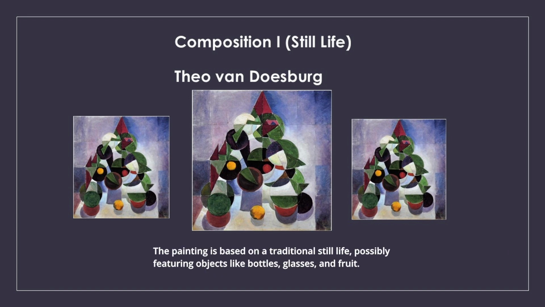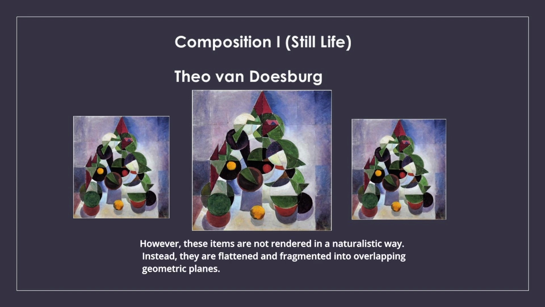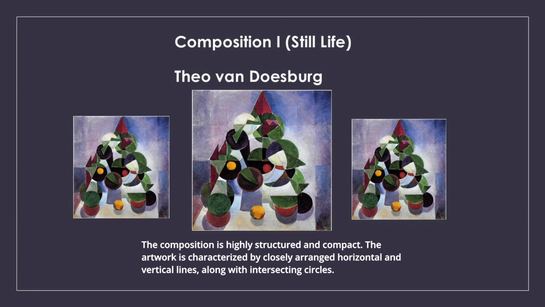The painting is based on a traditional still life, possibly featuring objects like bottles, glasses, and fruit. However, these items are not rendered in a naturalistic way. Instead, they are flattened and fragmented into overlapping geometric planes. The composition is highly structured and compact.